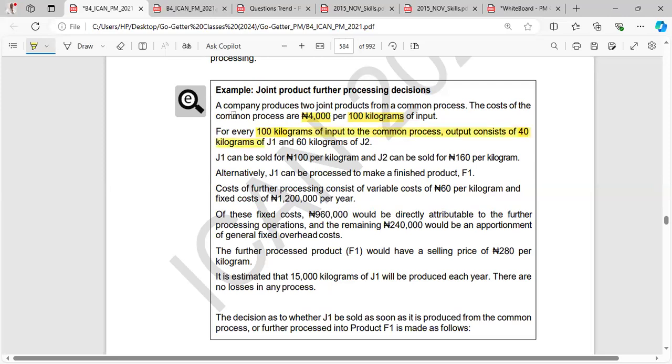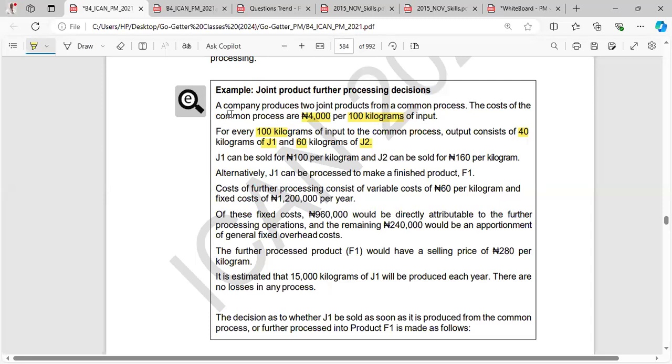And we said for every 100 kilogram of input to the common process, the output consists of 40 kilogram of J1 and 60 kilogram of J2. So it means that when you bring in 100 kilogram input, the output is 40 for J1, 60 for J2.